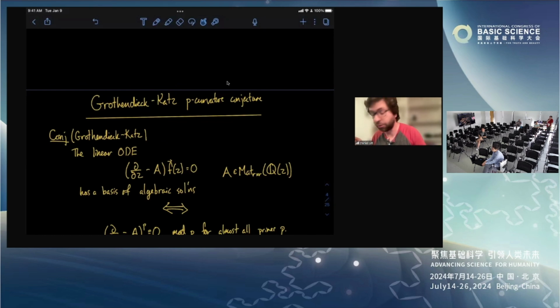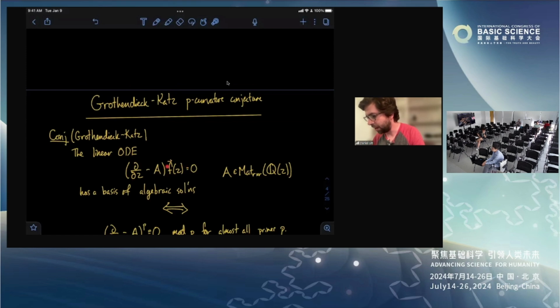So this is the Grothendieck-Katz p-curvature conjecture. And here's a sort of baby form of it, which will be enough for this talk. And in fact, it's equivalent to what people usually write down in terms of somewhat fancier language. So one starts with a linear ODE. So what does that look like? It looks like d/dz minus A times f(z) is 0.